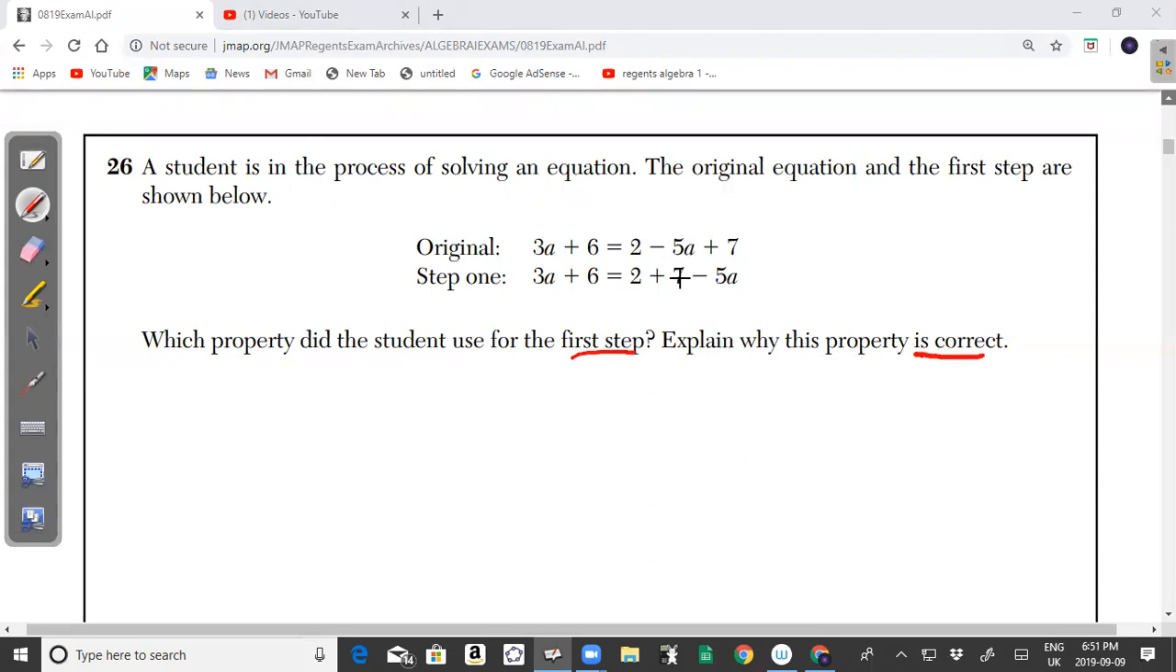So I'm looking at this here. You can see this side and this side are the same, so we're going to look at the right-hand side. The original is 2 minus 5a plus 7, and here he has 2 plus 7 minus 5a. So he put a plus 7 there, and the minus 5a. So this is the commutative property.